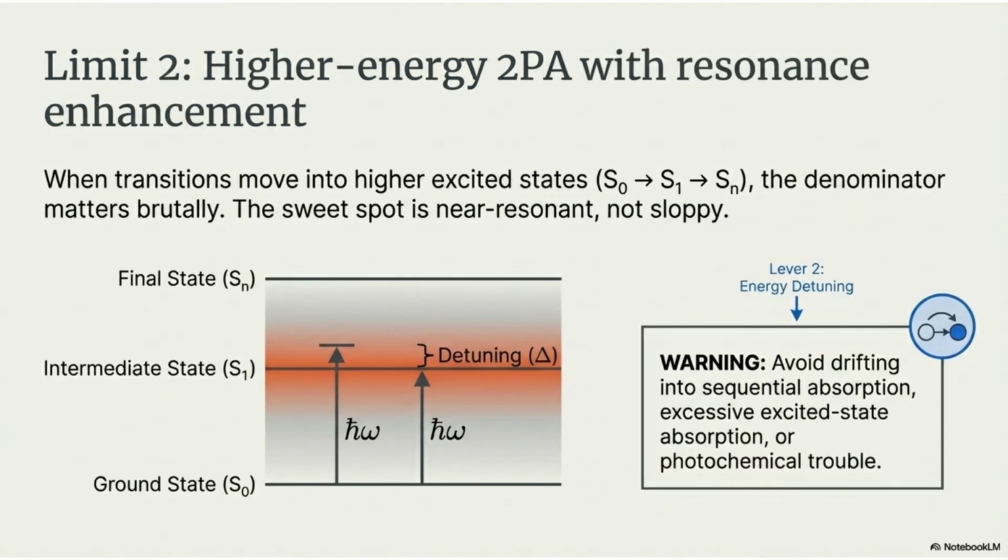In higher energy 2PA with resonance enhancement, the denominator of the transition amplitude becomes critical. The optimal condition is near resonant, which relates to lever 2, energy detuning. Care must be taken to avoid issues like sequential absorption.